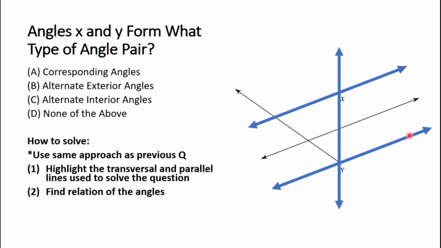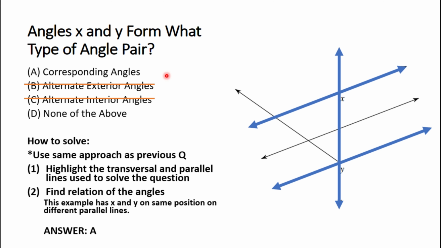The next step would be to find the relation of the angles. So if you look at x and y, you can see that they both aren't interior and they both aren't exterior either. So we can get rid of C and B. If you look at their position, they are in fact on the same side of the transverse line on each of the parallel lines. So x and y are in the same position, which means that they are in fact corresponding angles. So the answer for this question is A.